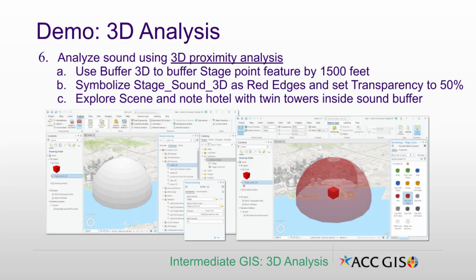In step 6, we'll perform a sound analysis for our proposed stage using 3D proximity analysis. First, we'll use the Buffer 3D geoprocessing tool to buffer our stage point feature by 1,500 feet. Then we'll symbolize the new stage_sound_3D multi-patch feature class as red edges and set the transparency to 50% so we can see through to the buildings that are impacted by the sound and those that are not. We'll explore the scene and note that the nearby hotel with twin towers is inside the sound buffer and will be impacted by sound from the stage.